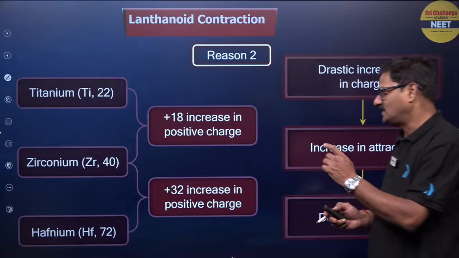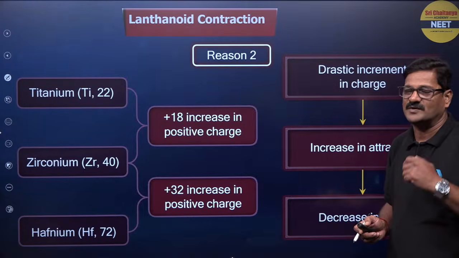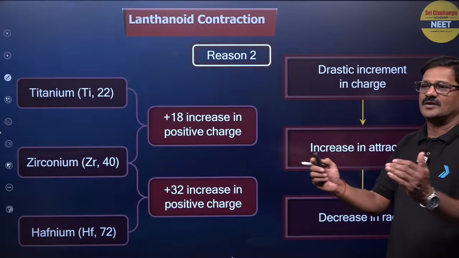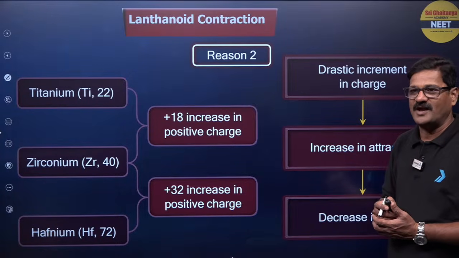There is a plus 18 increase in the positive charge, then a plus 32 increase in the positive charge. When the positive charge suddenly increases, the effective nuclear charge also increases. Are you getting it or not? That's fine, fantastic.